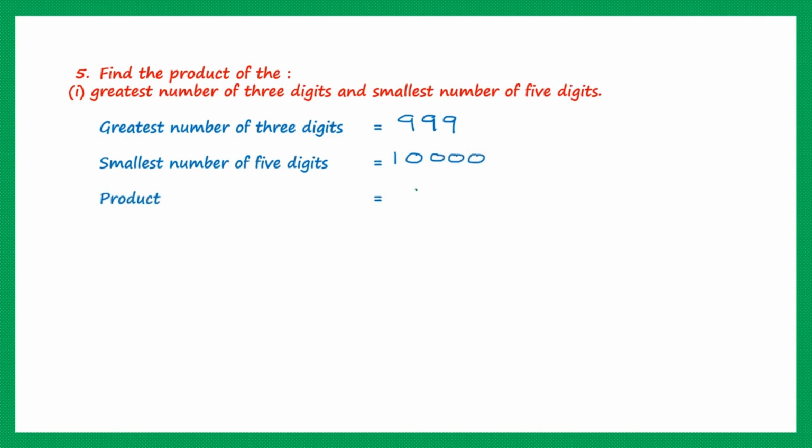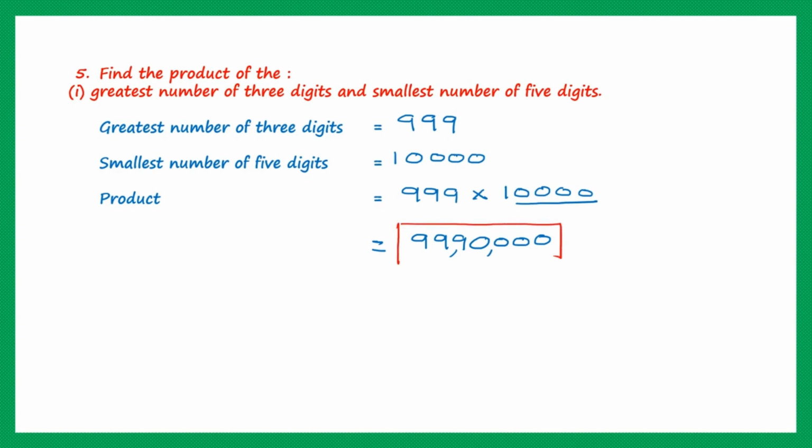Now we have to find the product. Product means we multiply these two numbers, that is 999 into 10,000. So this multiplication is easy. We write 999 and count all these zeros and add it. There are 4 zeros. 1, 2, 3, 4. Now what is our answer? After placing the commas, we can read our answer. It is 99,90,000. So this is our answer to this question.